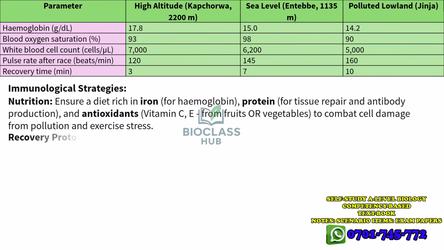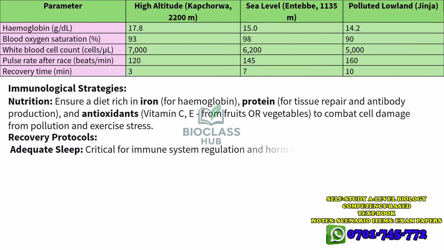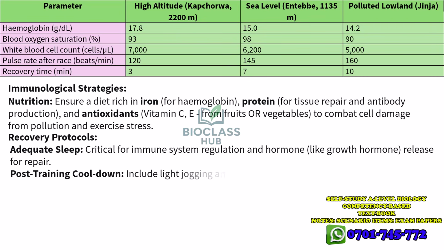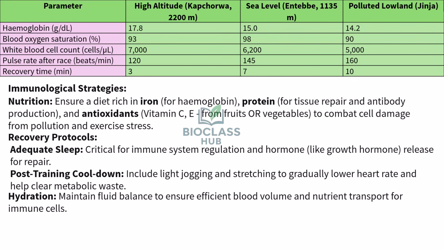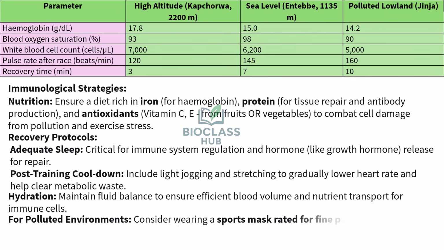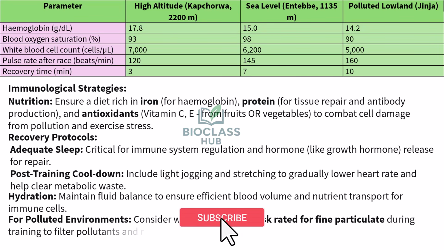Recovery protocols. Adequate sleep, critical for immune system regulation, and hormone, like growth hormone, release for repair. Post-training cool-down should include light jogging and stretching to gradually lower heart rate and help clear metabolic waste. Hydration. Maintain fluid balance to ensure efficient blood volume and nutrient transport for immune cells. For polluted environments, consider wearing a sports mask rated for fine particulate during training to filter pollutants and reduce lung irritation and inflammation.